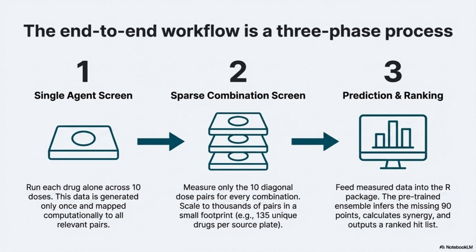So dense mode uses 200 nanoliters of compound per well in a 384 well plate. But sparse mode, this is where the magic is, shrinks that down to just 20 nanoliters in a high density 1536 well plate. So wait, that's a 90% reduction in your reagent use. It is. That matches the 90% reduction in measurements. That's the cost saving that lets you screen thousands of pairs. That's the whole ball game.